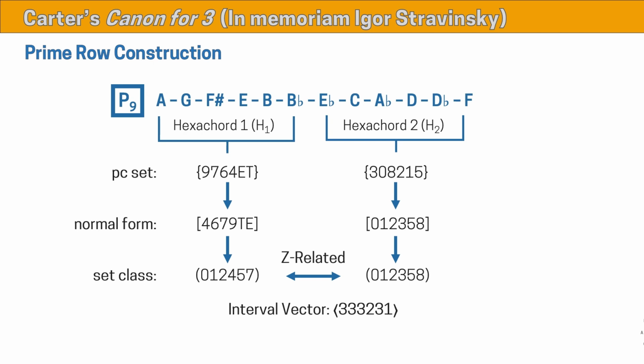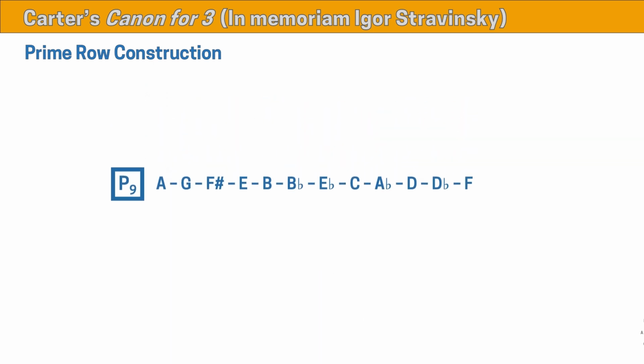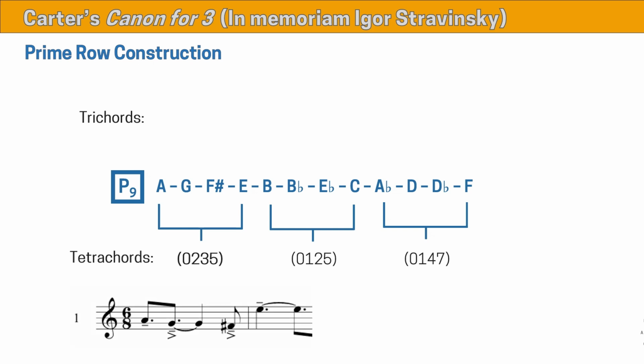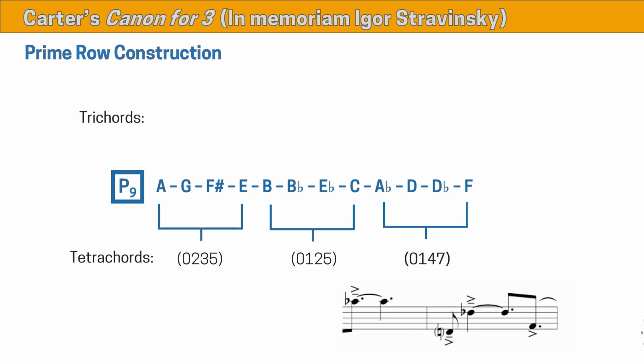We can also look at the row's constituent tetrachords and trichords. The first and last of Carter's tetrachords are particularly suggestive. The first tetrachord, an 0235, can be heard as a diatonic fragment. A, G, F sharp, E may be heard as scale degrees 4, 3, 2, 1 in E minor. And the final tetrachord, an 0147, can be understood as a D-flat major chord with an added semitone.